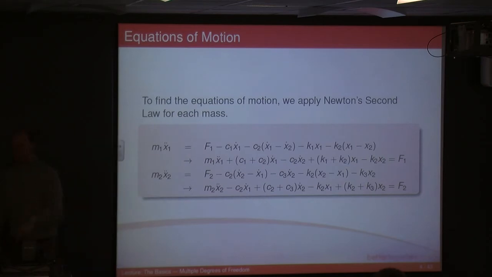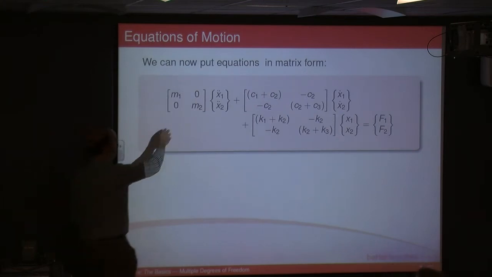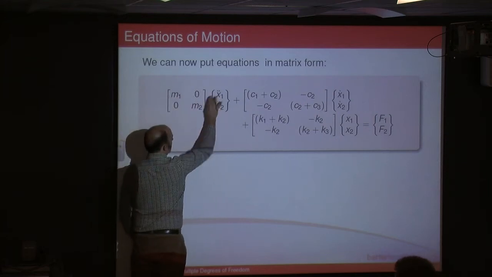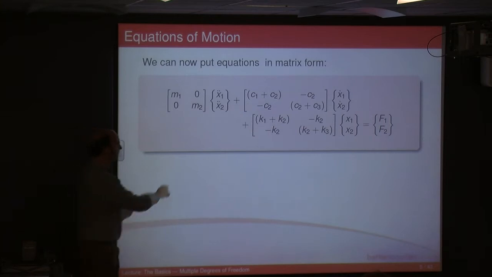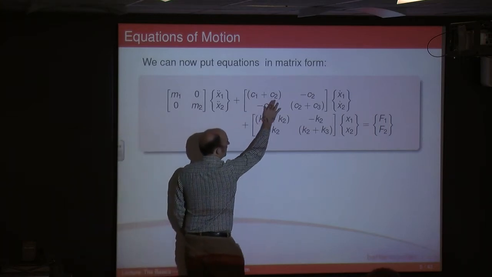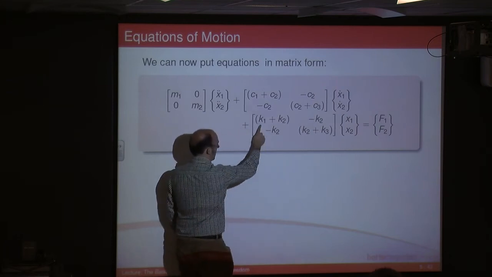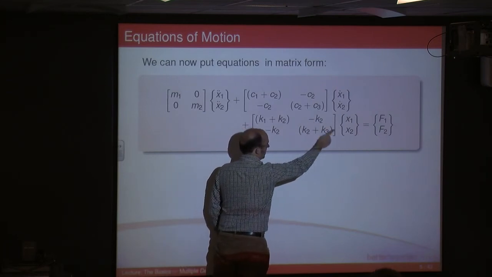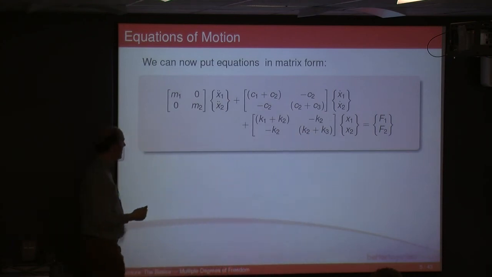And what you can do is convert that and write it in what's known as matrix form, which looks like that. If you multiply this matrix out, you get M1 times x1 double dot, plus C1 plus C2 times x1 dot minus C2 times x2 dot, and then K1 plus K2 times x1 minus K2 times x2 equals F1. That's the first equation. The second equation is basically the second row.